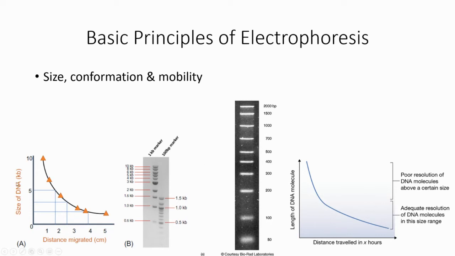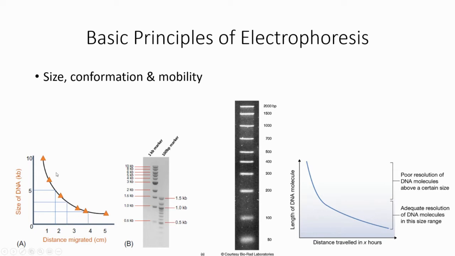So that means, as you can see from panel A here, the distance migrated relates to the size of DNA. All right, so the distance migrated will be longer when the size of DNA is smaller, and when the size of DNA is larger, the distance is shorter. And basically, because DNA is negatively charged, when you apply DNA in the electric field, it migrates from the negative to the positive. And the distance of migration depends on the size and the conformation.